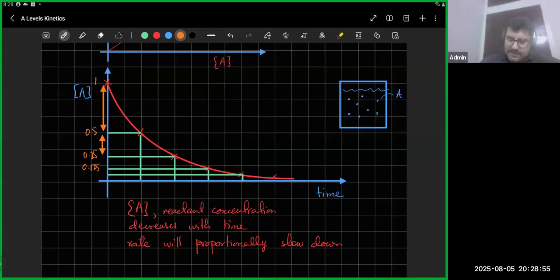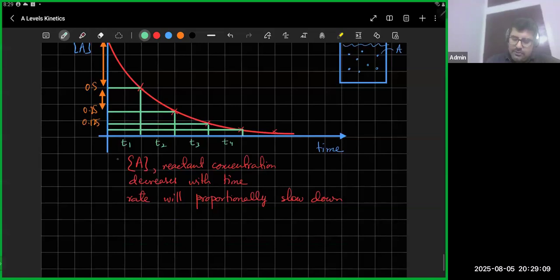And every time you'll notice that the half-life is exactly constant. It's T1 up to this point. The next one is T2. The next one is T3. The next one is T4. But every time it takes pretty much the same amount of time. So the rule for a first order reaction is that all half-lives are constant.